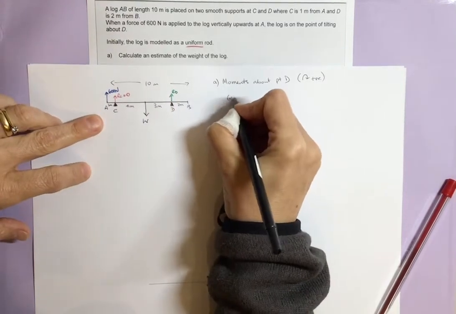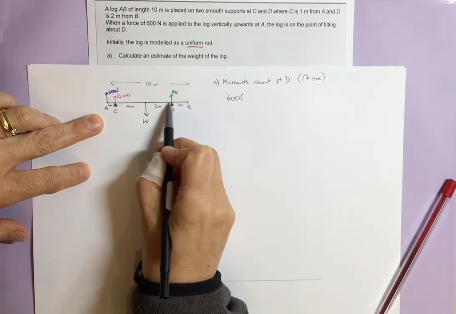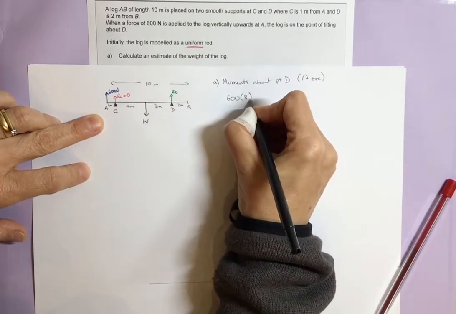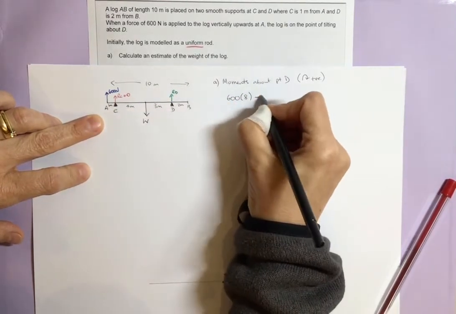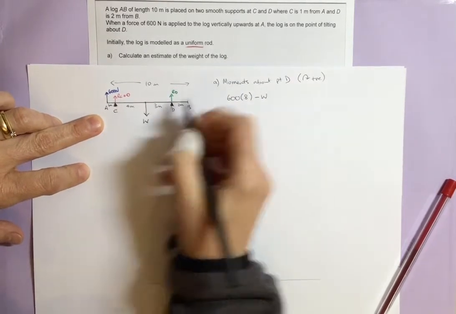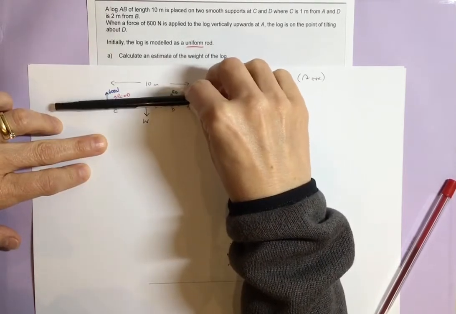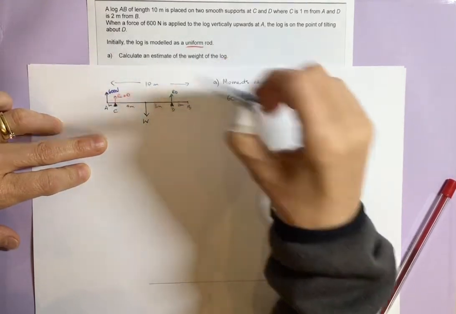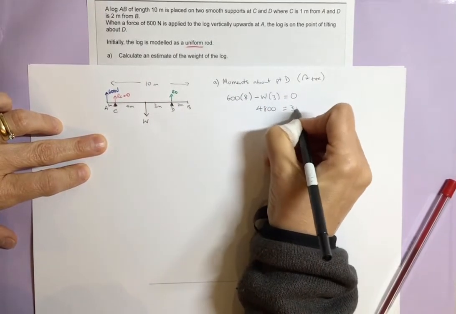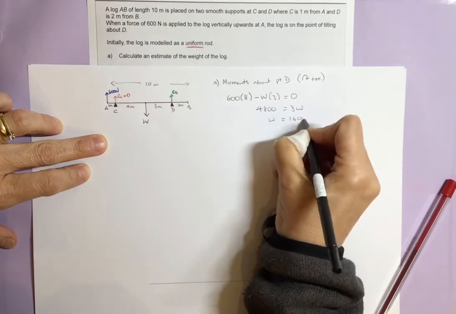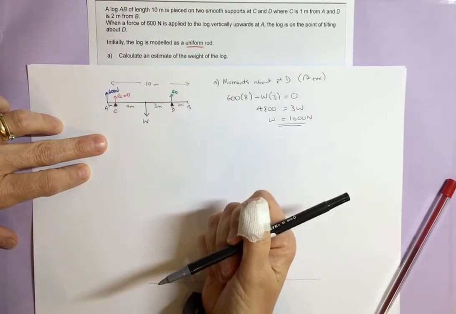So my 600 positive moment effect, my distance from D, this perpendicular distance, so if this is 2, this is 8. And then W, my weight, is tending to turn this thing anti-clockwise, so minus W, and my perpendicular distance from D is 3. And the sum of my moments is 0 because it isn't tilting yet. It's about to tilt, on the point of tilting, but it's still sat horizontal, so that's where that 0 comes from. So 4,800 is 3W, W is 1,600 newtons. So there's our estimate of the weight if we're assuming that this thing is a uniform rod.